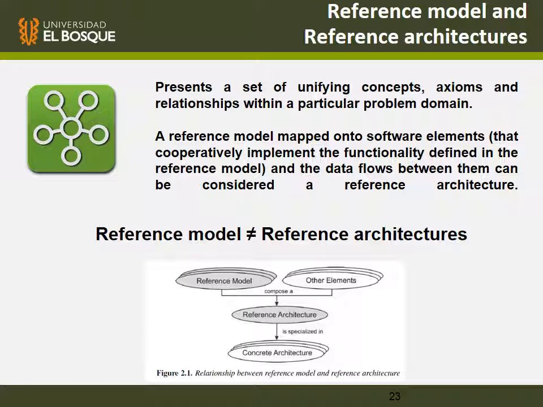A reference model can be considered as an abstract framework that presents a set of unifying concepts, axioms, and relationships within a particular problem domain, independent of specific standards, technologies, implementations, or other concrete details. Also, a reference model mapped onto software elements and the data flows between them can be considered as a reference architecture. Reference model and reference architectures are not the same. As we can see in the image, a reference model is used as a framework that combined with other elements would generate a reference architecture.